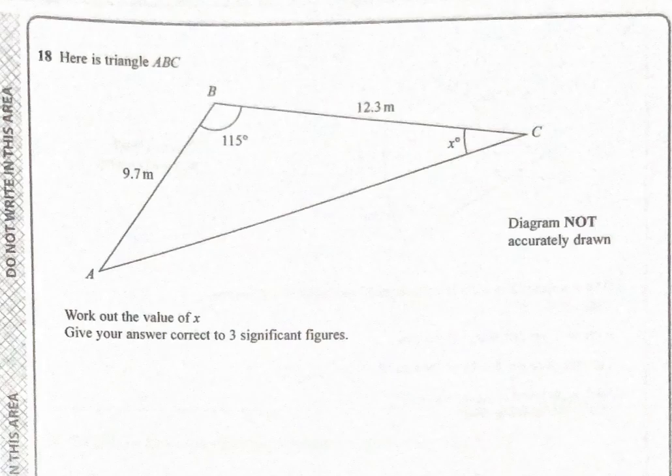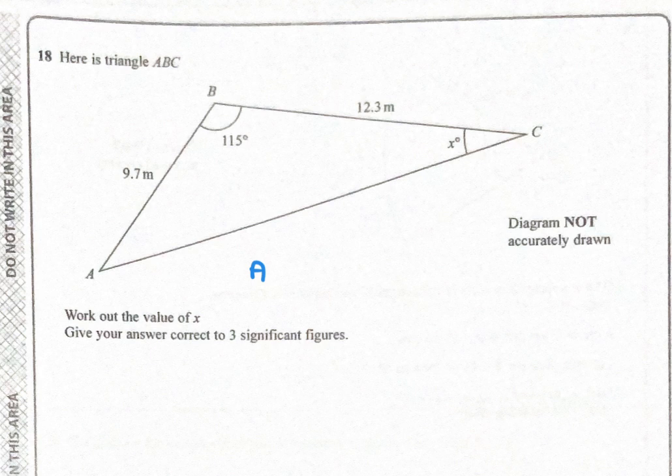Number 18. Here is a triangle ABC. Work out the value of x. Give your answer correct to 3 significant figures. In this triangle, we have 2 sides and the included angle. Then using the cosine rule, we can find AC. After we find AC, we can find x using the sine rule: 9.7 over sine x equals AC over sine 150. So we need to find AC first using the cosine rule.